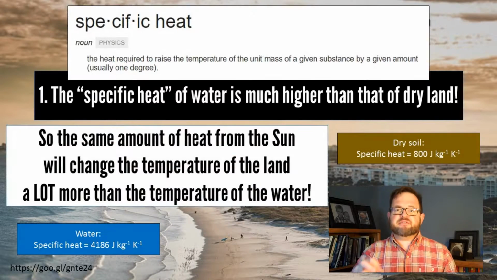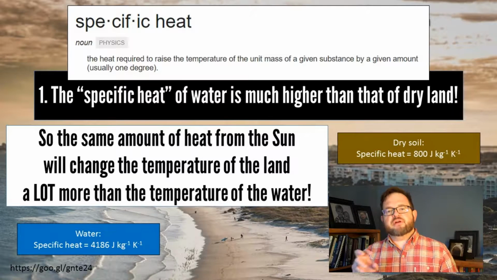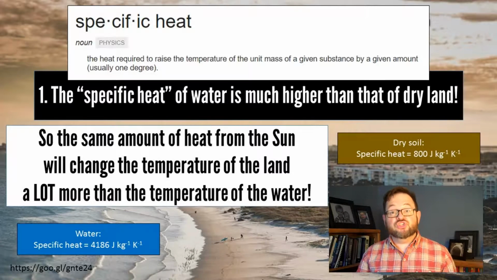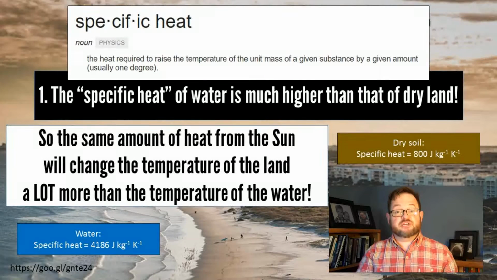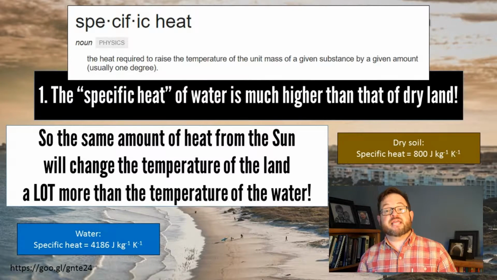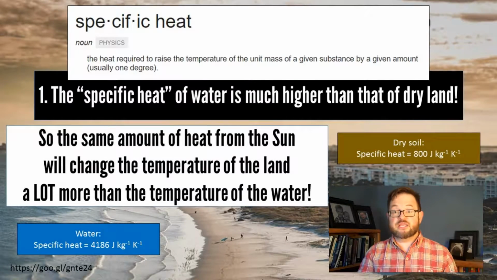So the specific heat is the amount of heat, well, let me give you a dictionary definition here. It is the heat required to raise the temperature of a unit mass of a given substance by a given amount, typically described as like 1 Kelvin. So the specific heat of a material is how many joules of heat it takes to increase the temperature of 1 kilogram of that material by 1 Kelvin.